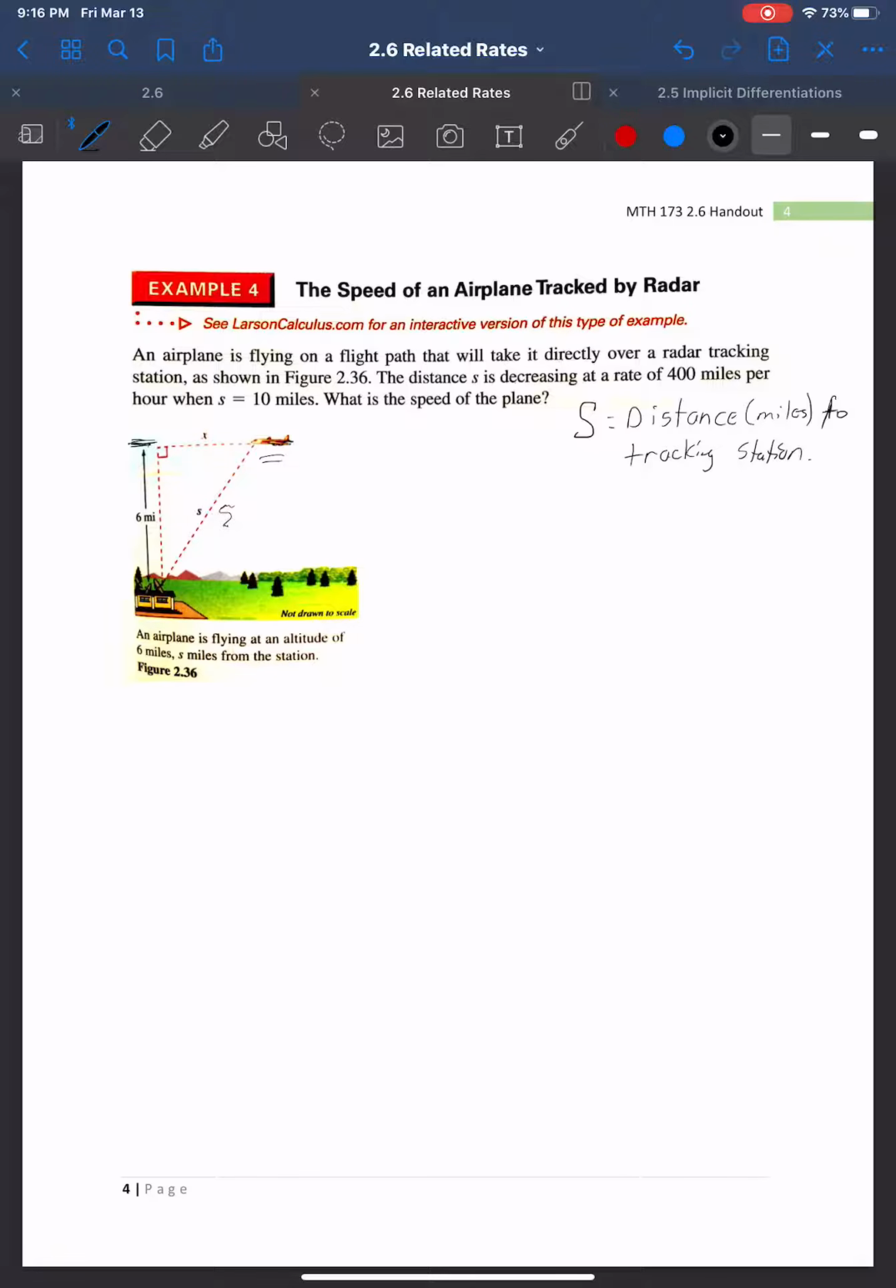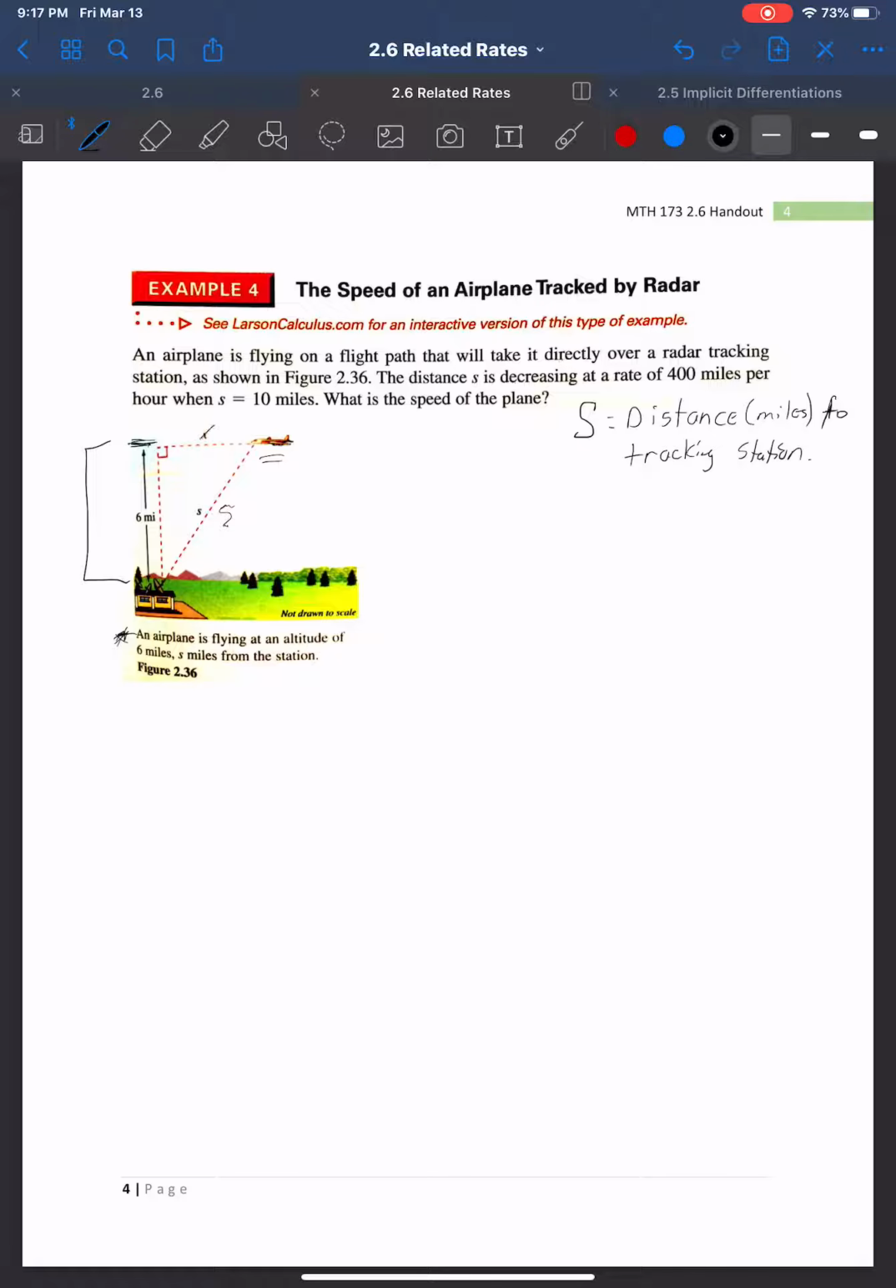So now I'm going to read this little caveat right here. So an airplane is flying at an altitude of 6 miles, s miles from the station. So we know the altitude of the airplane is 6 miles. And we know that the hypotenuse, so you can kind of see that a triangle is being formed here, the hypotenuse of this right triangle is the distance from the plane to the tracking station.